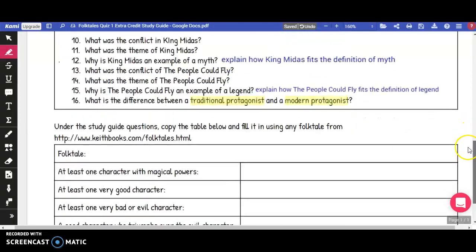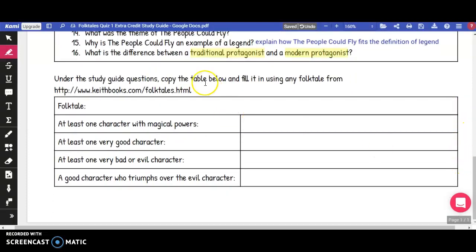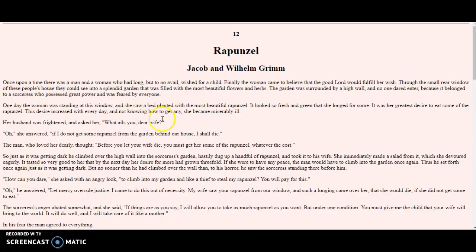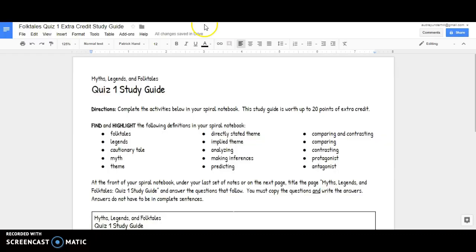Underneath these questions, you're going to copy the table below and fill it in using any folktale from the list of well-known folktales at keithbooks.com that we've used before. So here's that list. There is a link to this with the activity in Blackboard, and you can click on any of these folktales. You can read the folktale, and then you can use it for your activity.